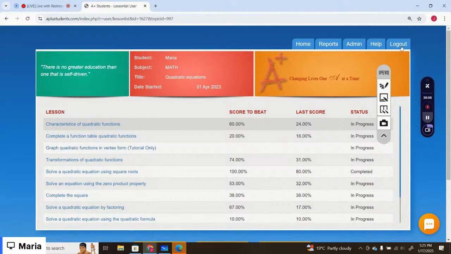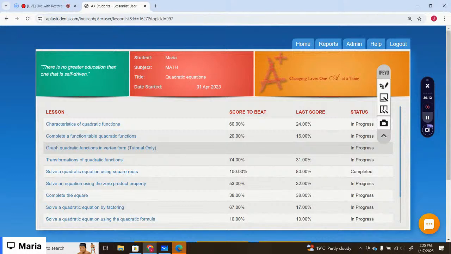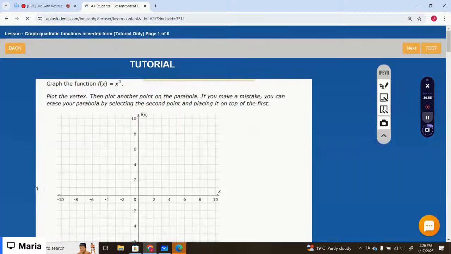The next lesson is graph quadratic function in vertex form. Graph quadratic functions in vertex form.